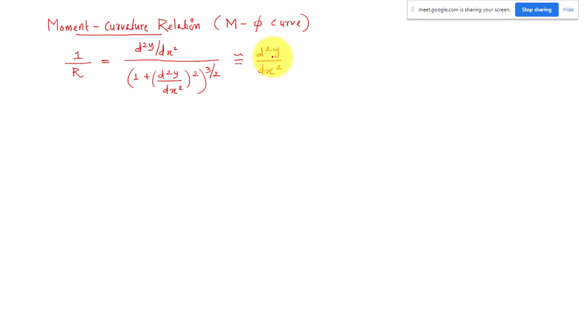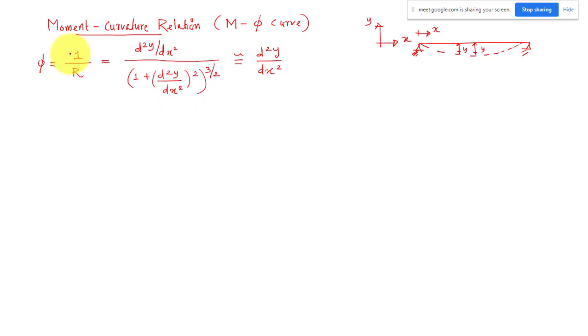So I can write 1 by r, that is your curvature, equal to d square y by dx square. Phi is your curvature. What are y and x actually? This is maybe your beam, and this is my x and y. Once it is loaded, it is going to deform. The vertical displacement is y and this is my x. dy by dx means your slope at any point on the curve, and d square y by dx square, that is the second derivative, is your curvature.